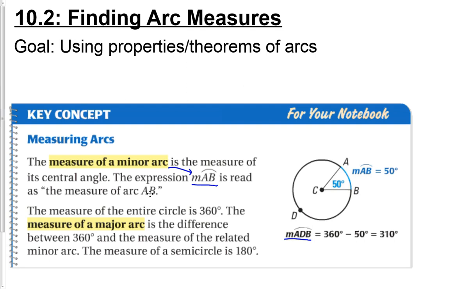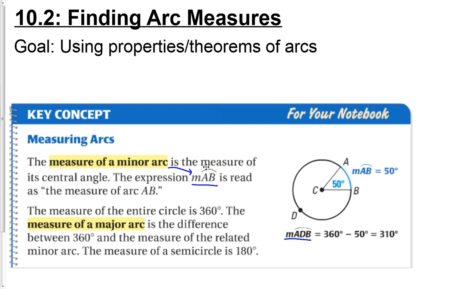So, measuring arcs. The measure of a minor arc is the measure of its central angle, meaning this angle ACB is equal to the arc AB. Now, what is an arc? An arc is basically a portion or percentage of the entire circle. An entire circle is 360 degrees. A minor arc would be between 0 and 180, kind of like an acute angle, but the difference is it goes all the way to 180.